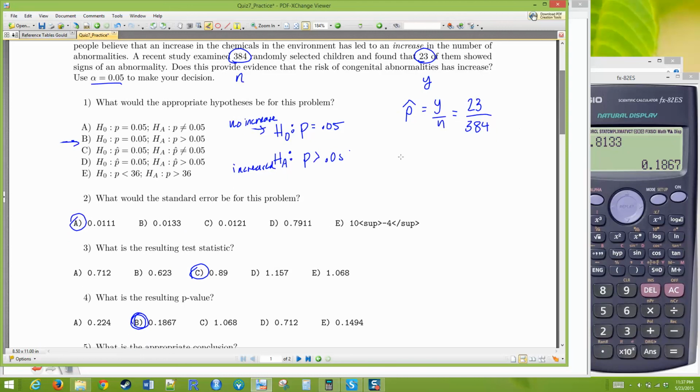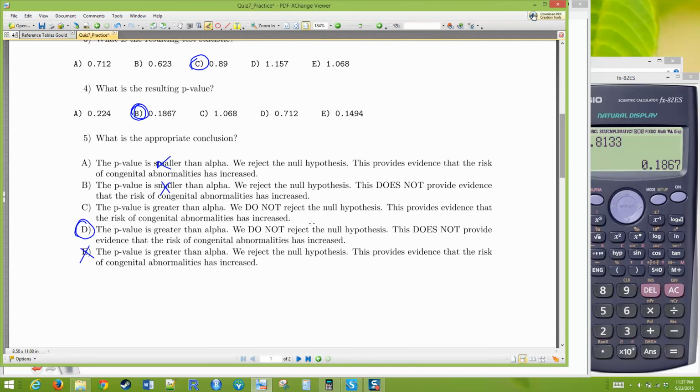Okay, so we are not concluding the alternative. We are not rejecting the null. So we are saying we do not reject the null, and this does not provide evidence that the risk of congenital abnormalities has increased.